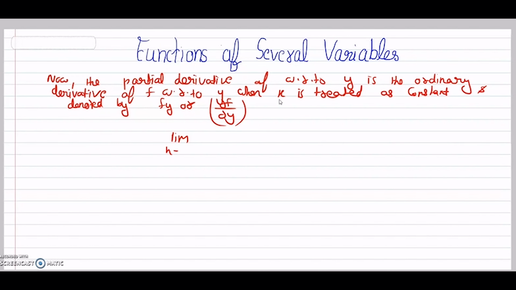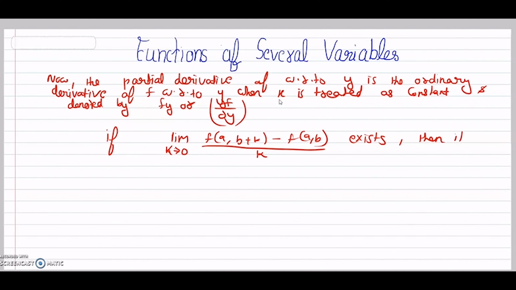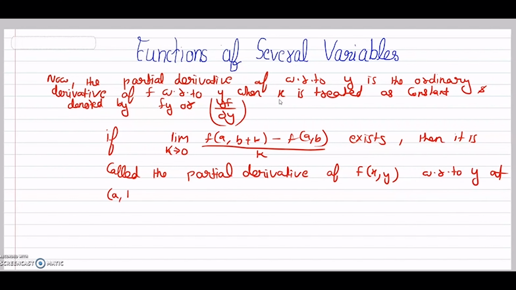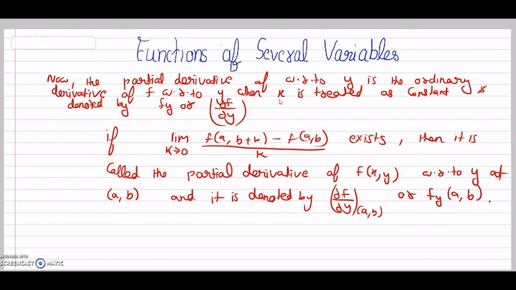And we can also say that limit k tends to 0 f(a, b plus k) minus f(a, b) upon k exists. If the limit of this exists, then it is called the partial derivative of f(x, y) with respect to y at point (a, b), and it is denoted by del f by del y at point (a, b) or fy at point (a, b). Fine.